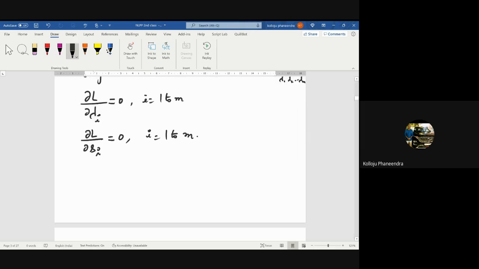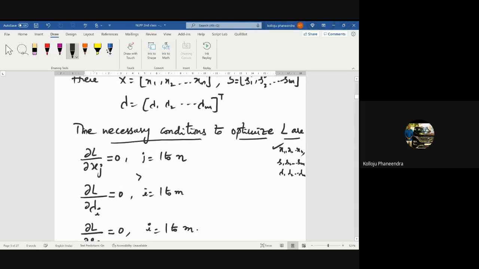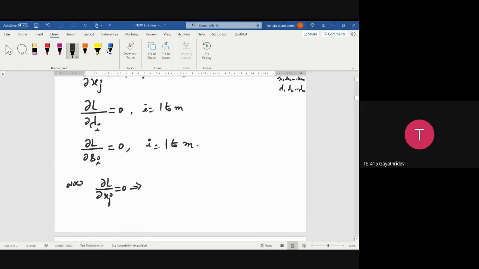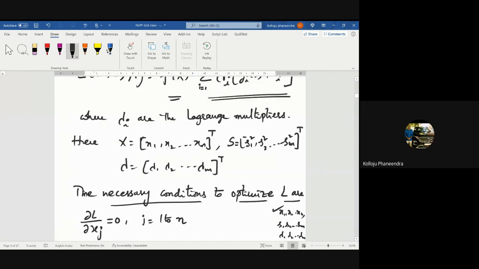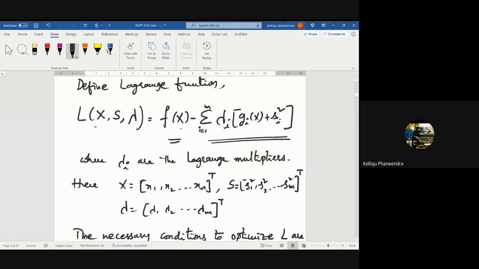Now one by one, let me take. Now, dou L by dou xj equal to 0 implies. Now see this function. Is the screen visible to all of you? Is it clear? Yes, sir. Dou L by dou xj equal to 0. What is L? It is here. Dou L by dou xj means, see, I'm writing this elaborately. L of x1, x2, xn, s1, s2, sm, and lambda 1, lambda 2, lambda m. And what is this function?